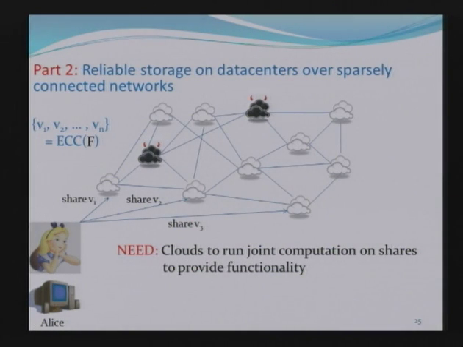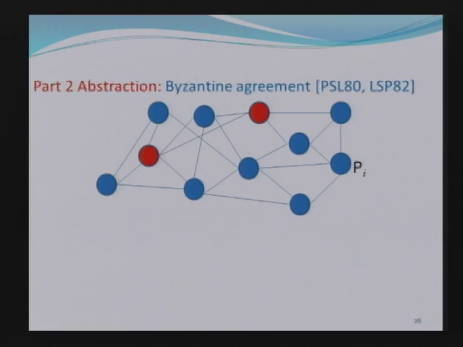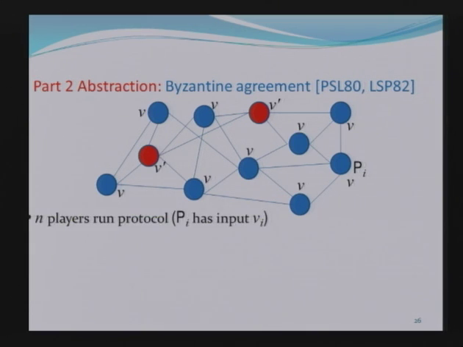What computation they need to run, I won't have time to get into that today, but a fundamental building block in some of these protocols is that of Byzantine agreement. Okay, so I'll mention some problems in this area and solutions for that. Byzantine agreement is a classical problem introduced in the 80s. It's the following notion. We have n players who want to run a protocol. Party Pi has some input Vi. Okay. Now, we want the protocol to satisfy two properties.